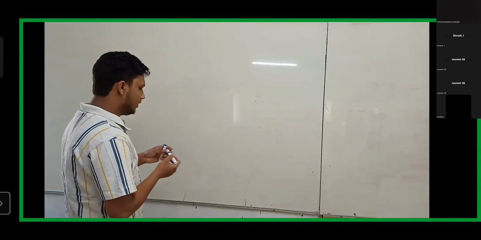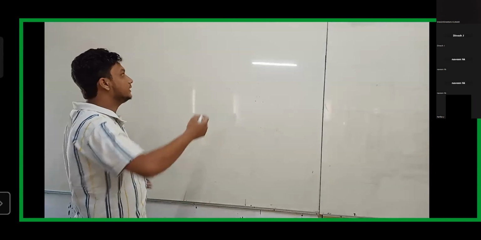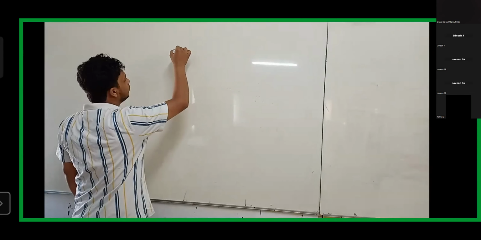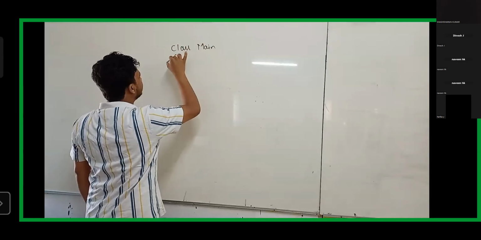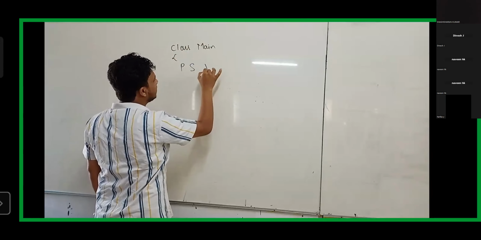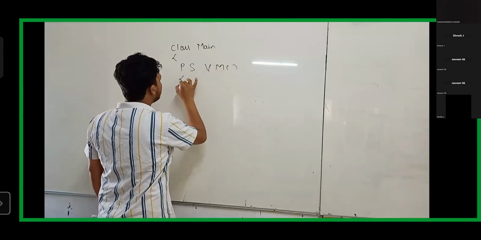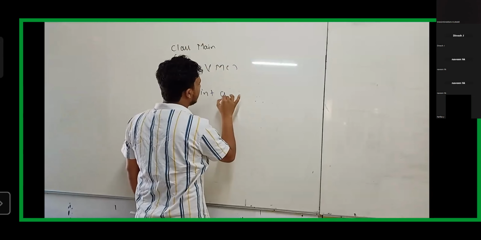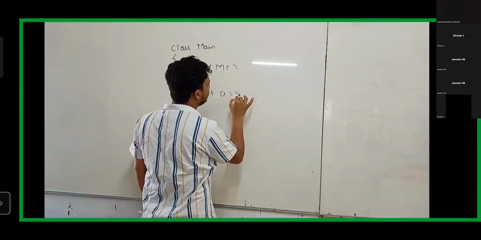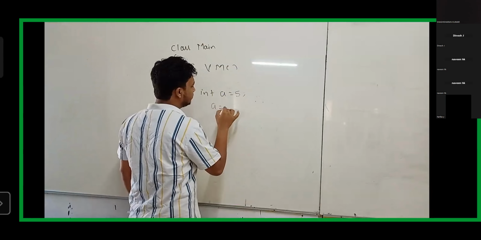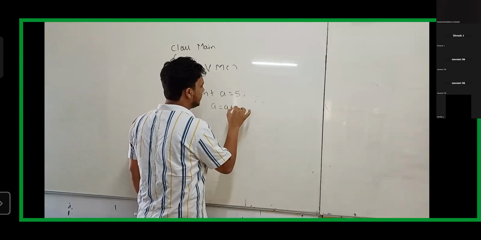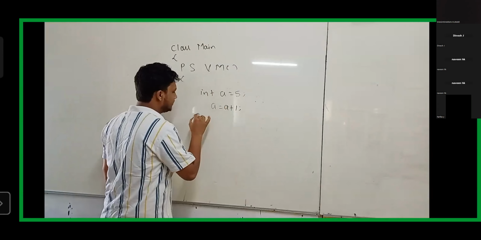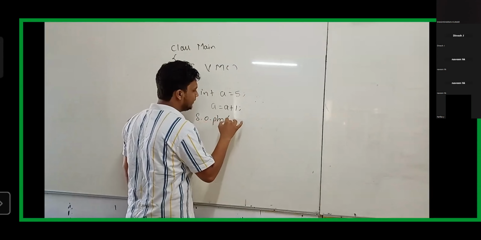See guys, when it comes to operations, let me just write a small sample code here as class Main. Inside this one I would like to write public static void main. Here I'll declare int a = 5, and then a = a + 1. System.out.println(a).